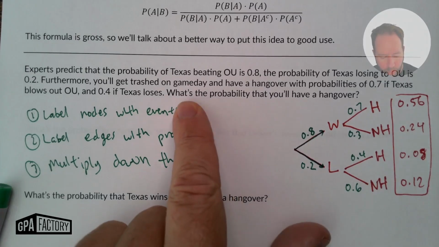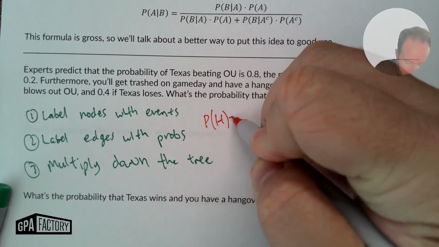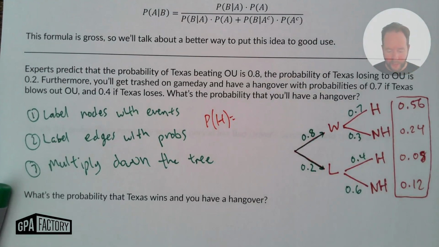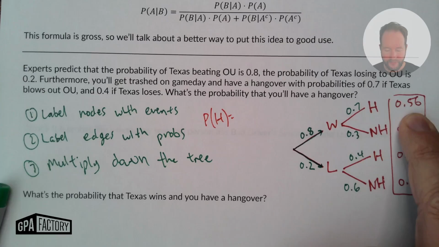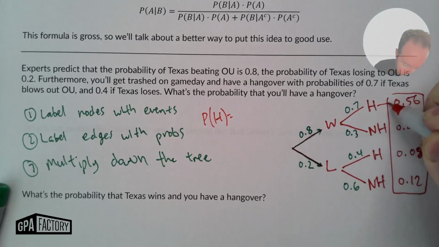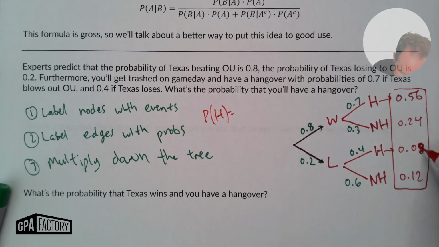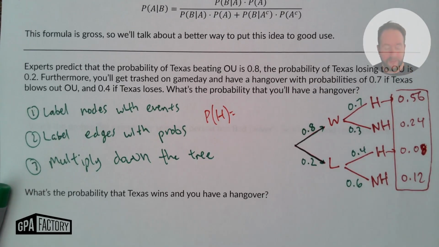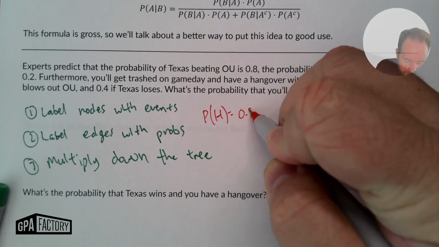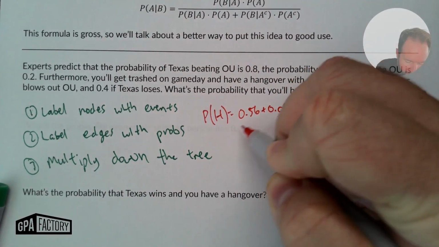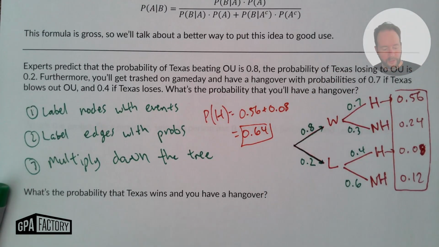This question says, what's the probability you'll have a hangover? So what is the probability of hangover? Well, look at the tree. Of the values that we see on the right, which of them correspond to having a hangover? This 0.56 is just adjacent to the H. This 0.08, that's an 08, believe it or not, is just adjacent to the H as well. So this 0.56 and this 0.08 are going to get added together to get our probability of a hangover. Answer is 0.64.